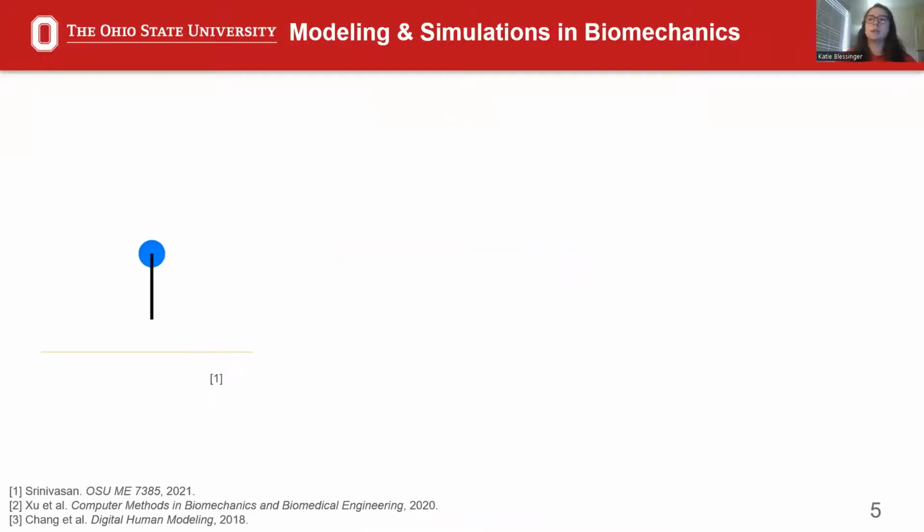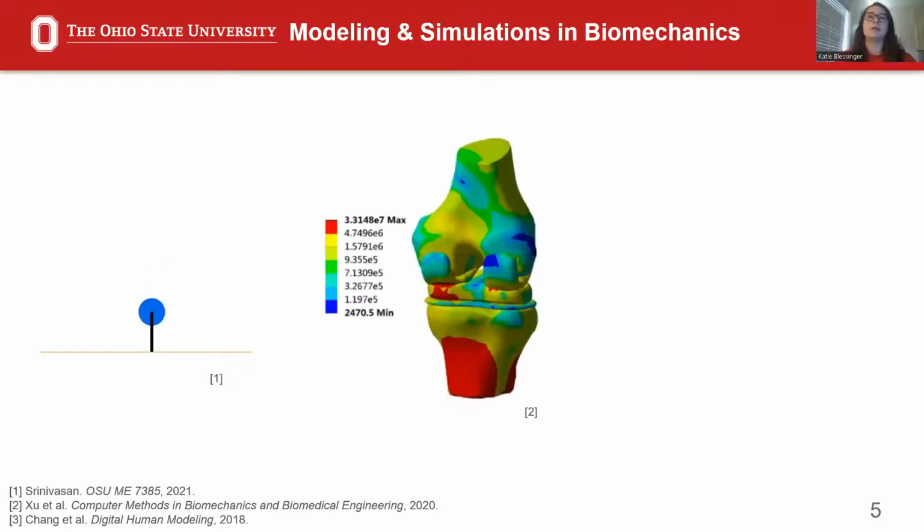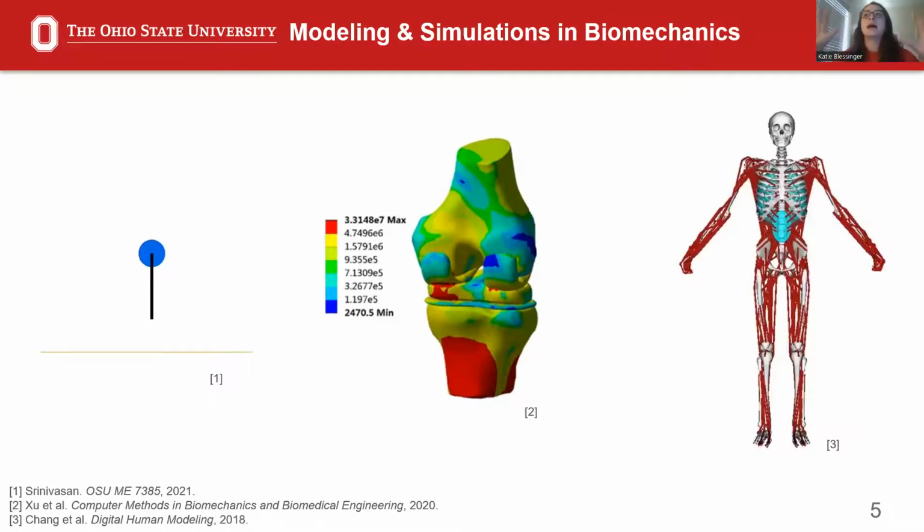Computer modeling and simulations are used in a ton of different areas in biomechanics, and we use them to understand how people move. We can have very simple models like this jumping model that's almost like a stick figure jumping up and down. Or we can model a certain part of someone's body, like this model of a knee with a knee replacement. And we can have very detailed models of the entire body with a bunch of bones and muscles and stuff.